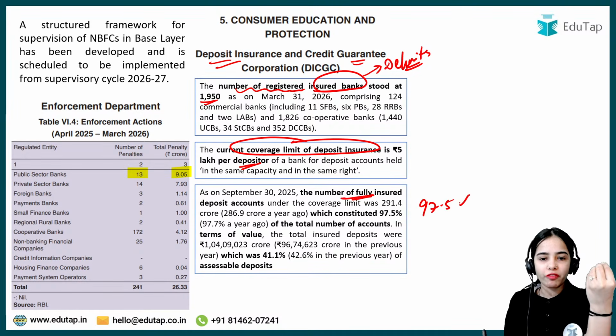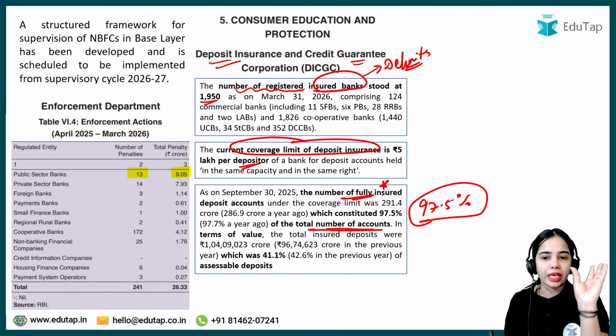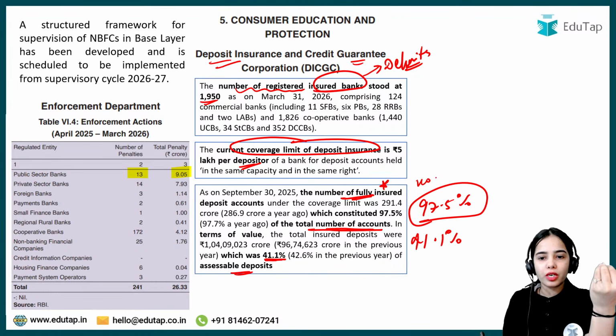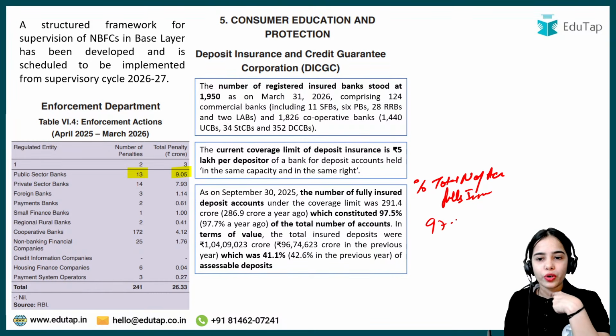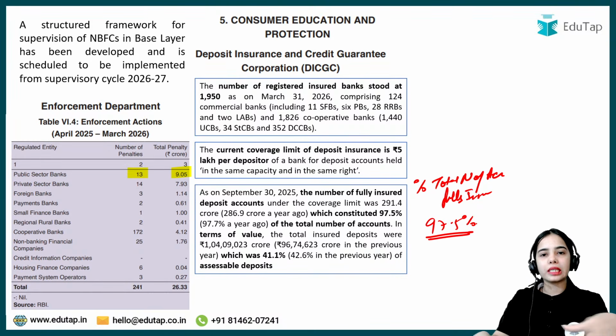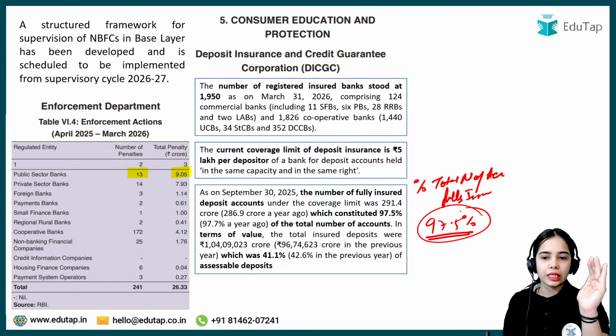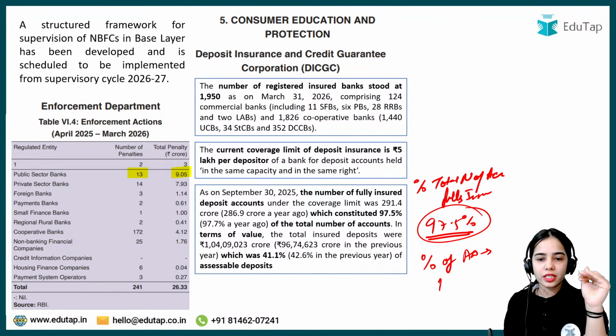Now, the number of fully insured deposit accounts, basically the percentage you have to remember: 97.5% of the total number of accounts are fully insured. And the amount of the assessable deposits that is insured is 41.1%. So 97.5% of accounts are fully insured, which means the whole amount in these accounts is insured up to 5 lakh, and the percentage of the assessable deposits that are insured is 41.1%.